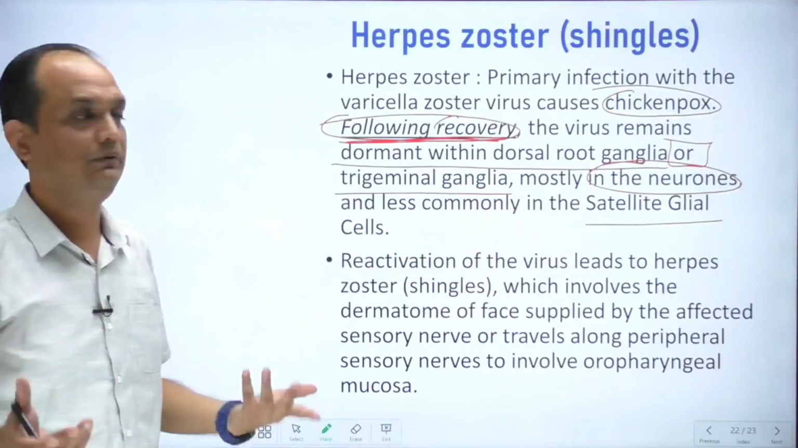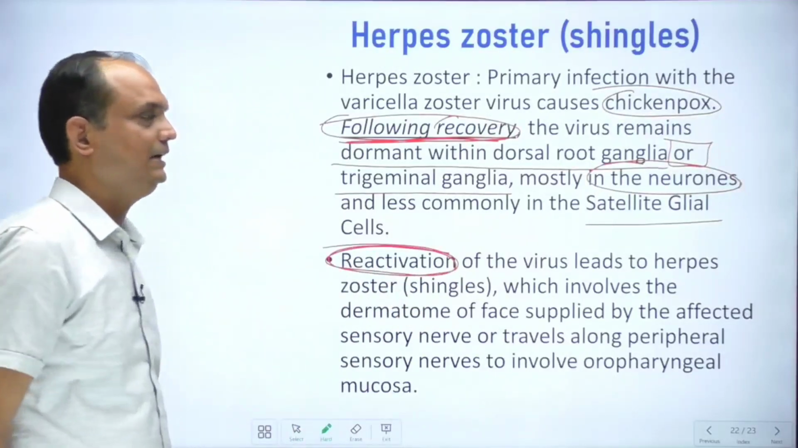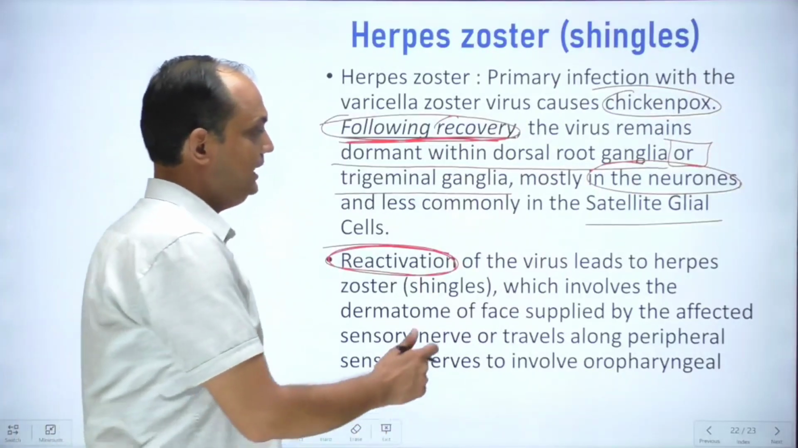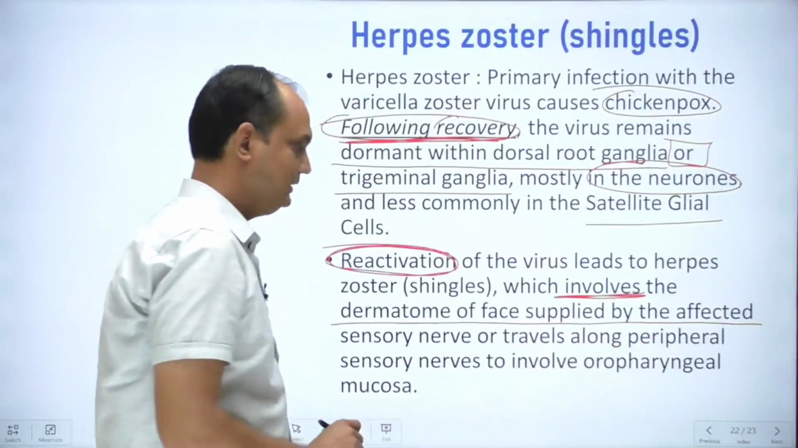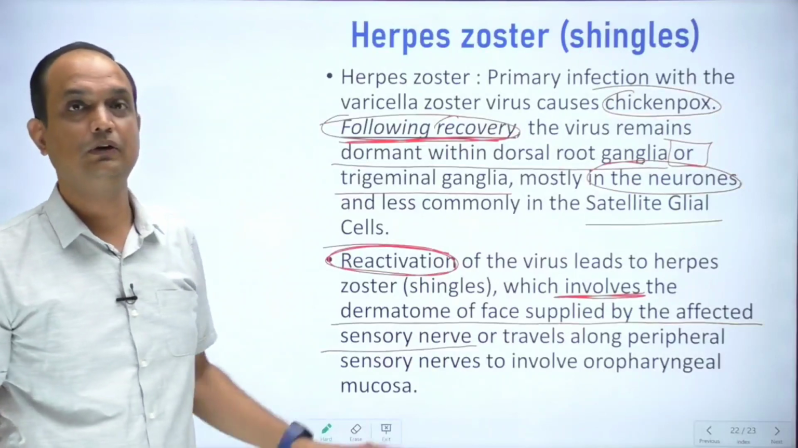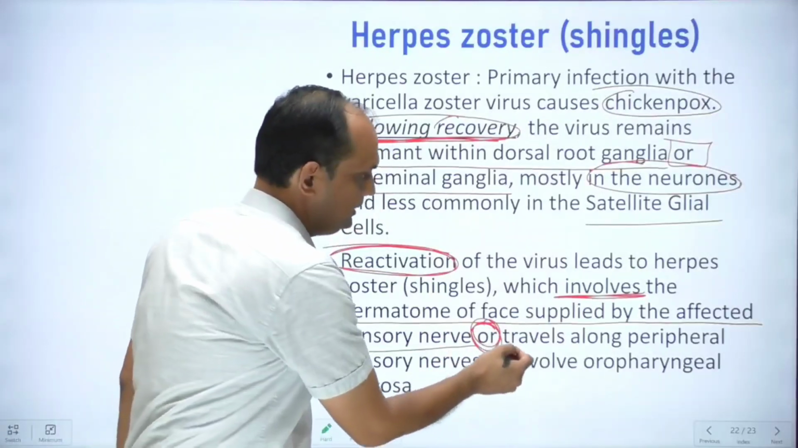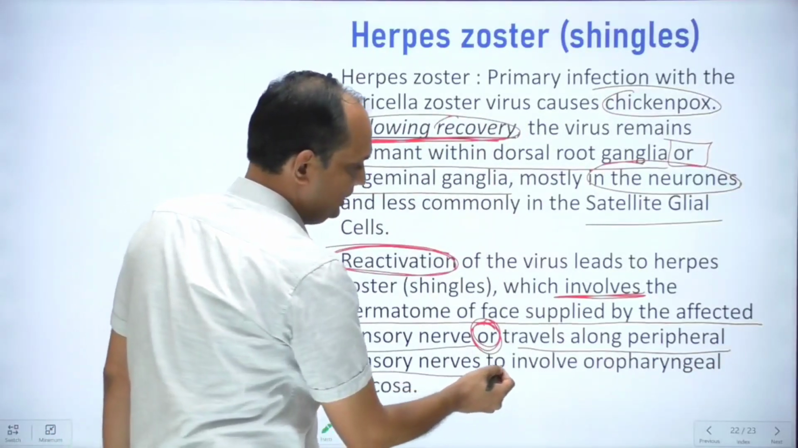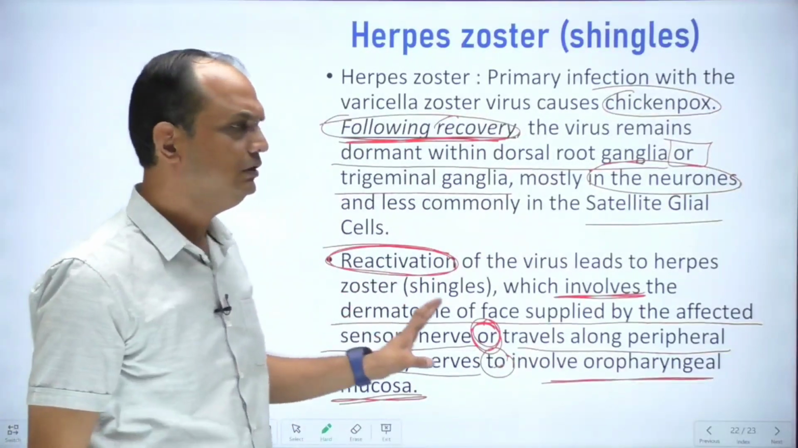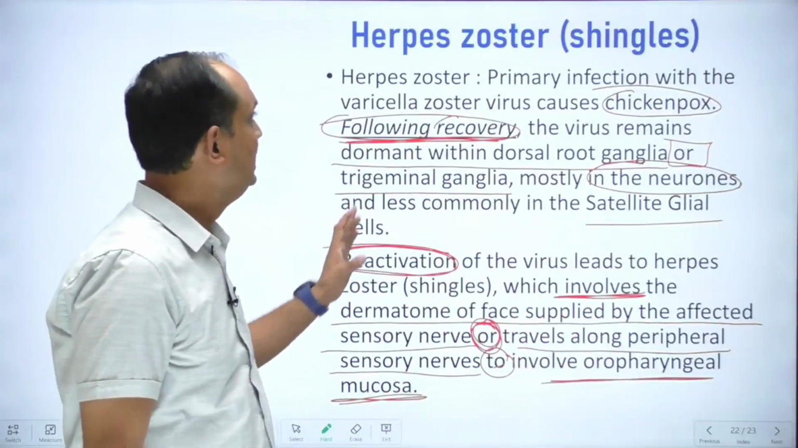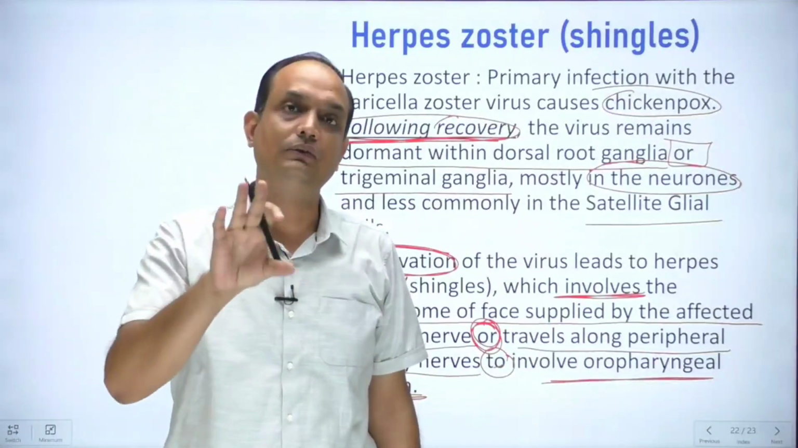Now what will happen next? If a reactivation of the virus occurs, the virus comes out and involves the dermatomes of the face supplied by the affected sensory nerve, or it travels along the peripheral sensory nerve and involves the oropharyngeal mucosa of the person. Okay? So whenever we are talking about herpes of lips, herpes of oropharynx, oral cavity, it is always secondary.